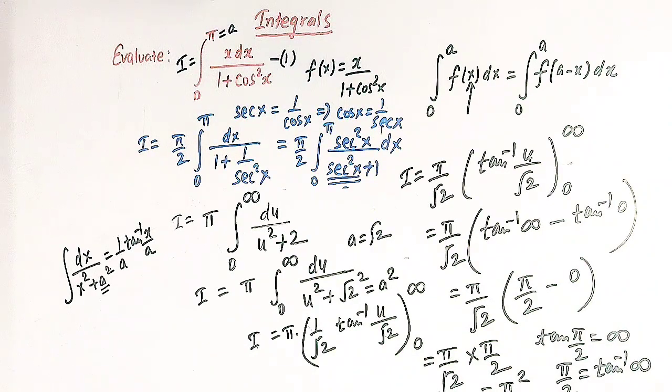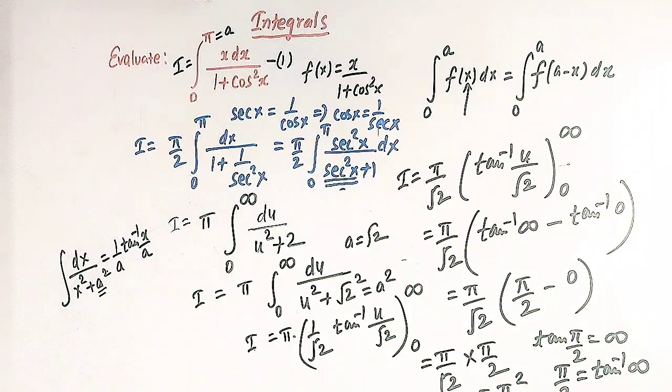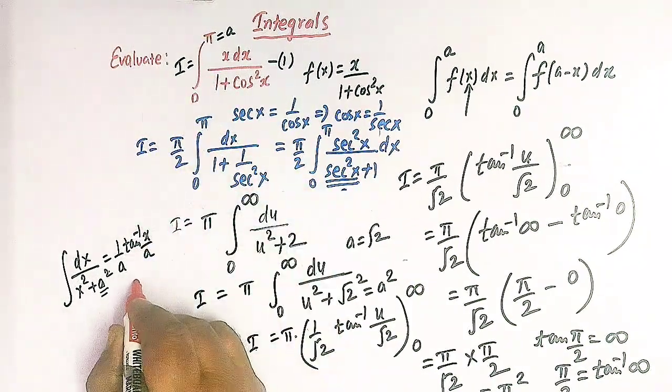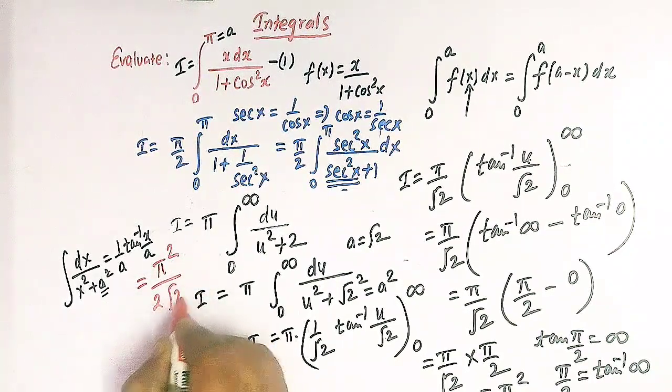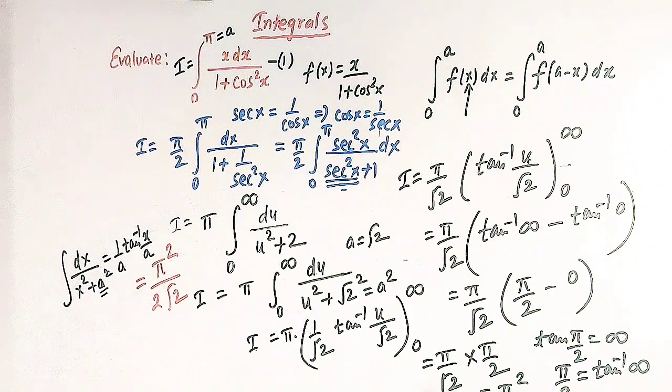So this is how, by making use of the properties of definite integrals and other results from trigonometric functions, we can evaluate this integral. So the value of this integral is given by pi square over 2 times square root of 2. So 2 times square root of 2 is 2 root 2.